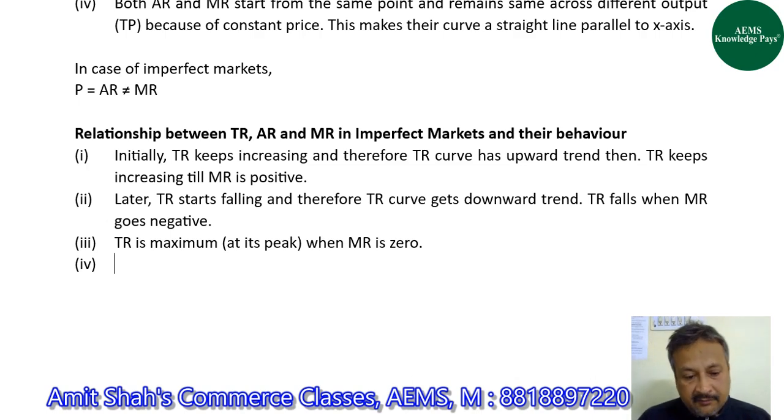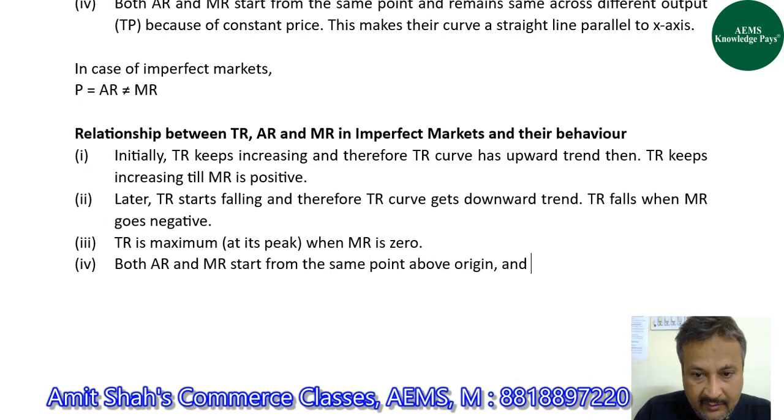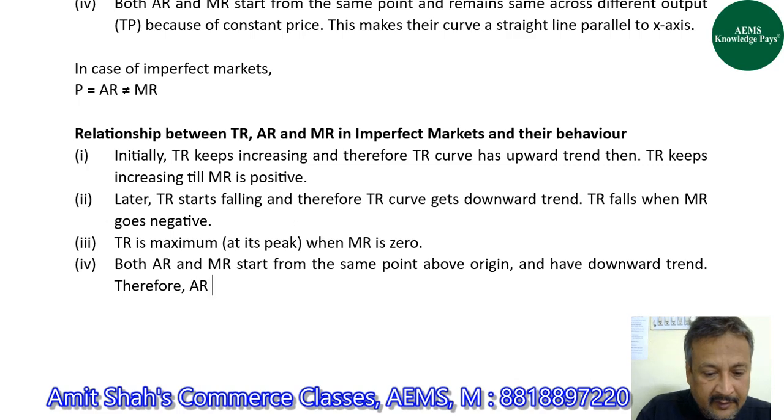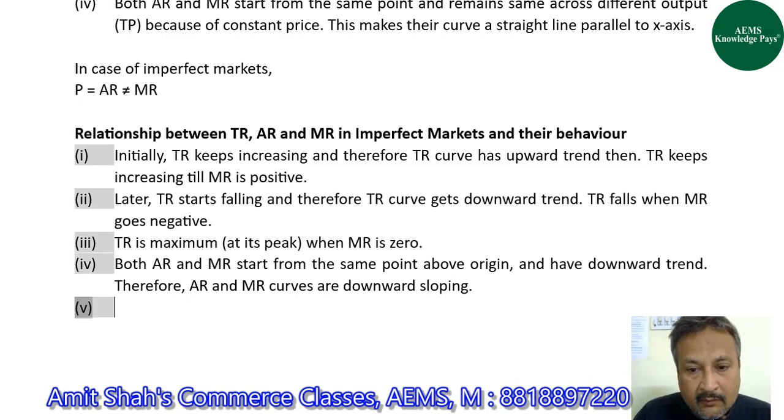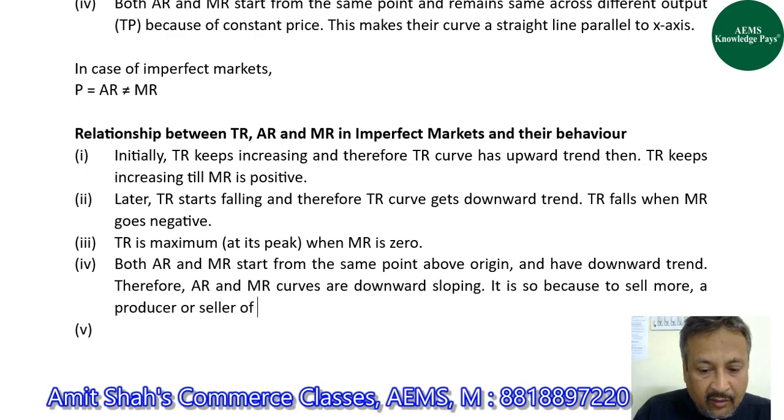So this was about TR. Both AR and MR start from the same point above origin and have downward trend. Therefore, AR and MR curves are downward sloping. It is so because to sell more, a producer or seller of an imperfect market has to decrease price of his product.